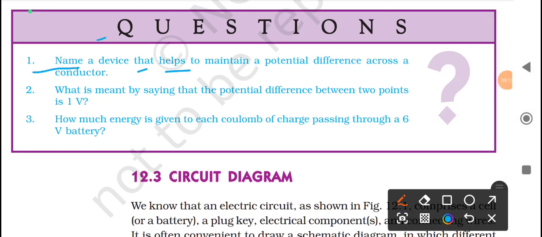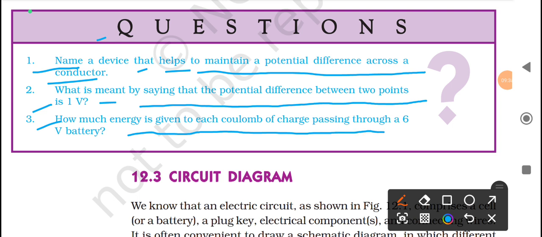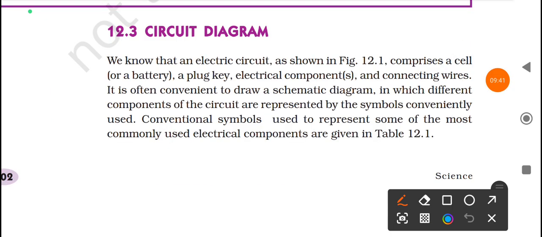Questions. Name a device that helps to maintain a potential difference across a conductor. What is meant by saying that the potential difference between 2 points is 1 volt? How much energy is given to each coulomb of charge passing through a 6 V battery?